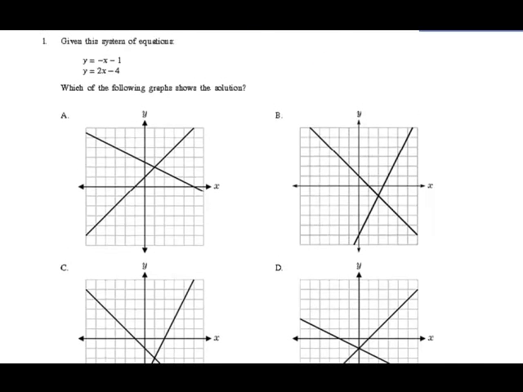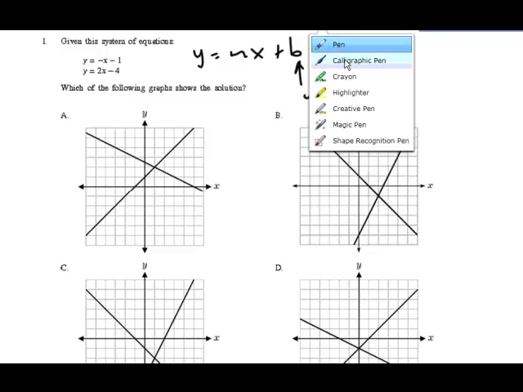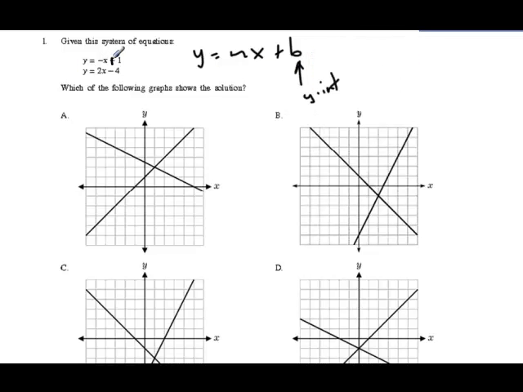Well, just like we learned last unit, when we have slope-intercept form, which these are all in, y equals mx plus b, there are certain parts here that can help us. For example, the y-intercept. That would be the first thing I would look at. So, we know the y-intercept here is negative 1, and the y-intercept here is negative 4. So let's go ahead and look at the graphs and see which one match up.